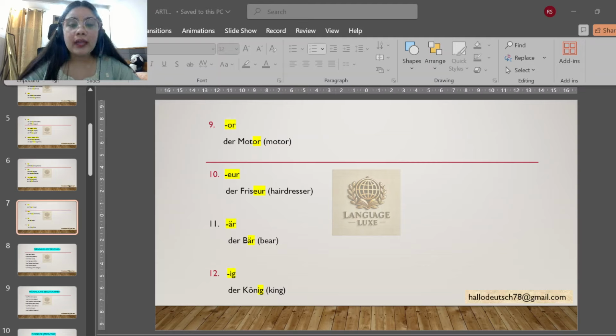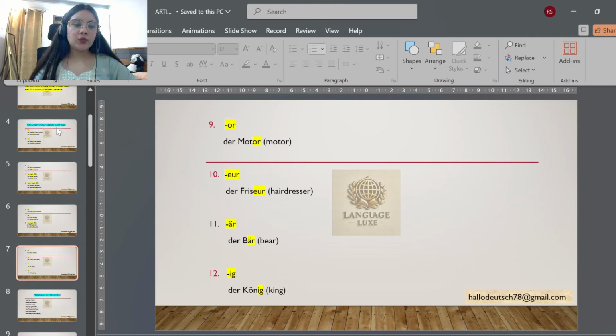Then you have ar, A mit umlaut. Umlaut is coming. Two dots above are called umlauts. A is coming with umlaut and r. Der Bär. That is bear, animal bear. So this is masculine because of that A mit umlaut and r ending. Then comes ig. Der König. That is king, basically king. So it will be your masculine.